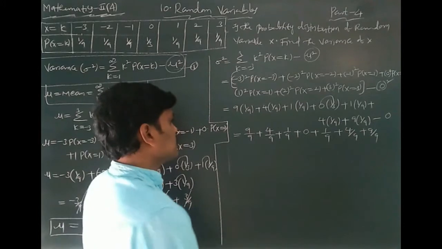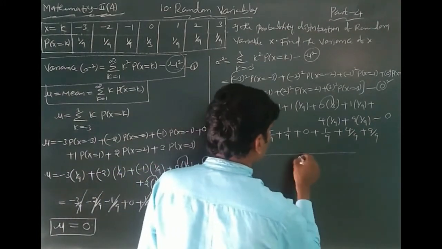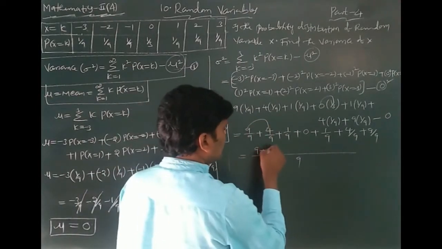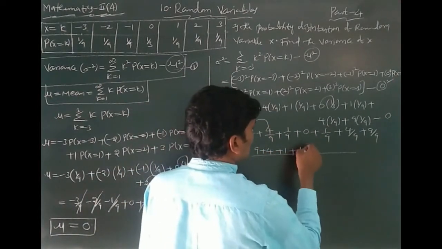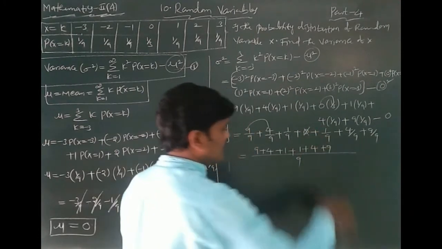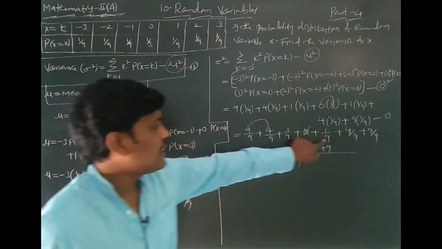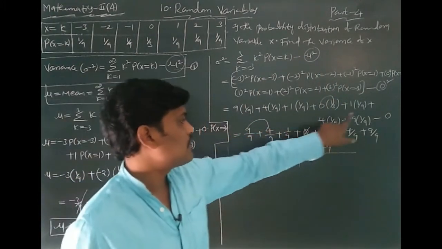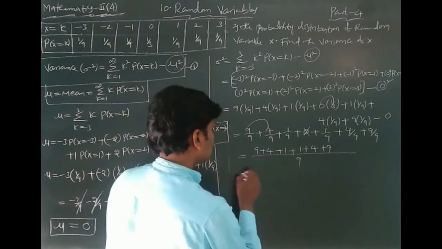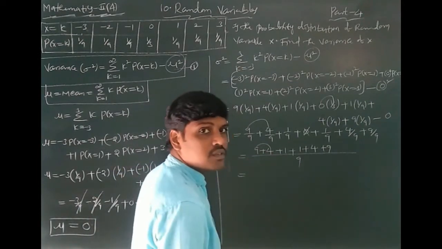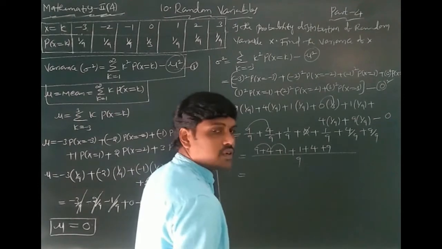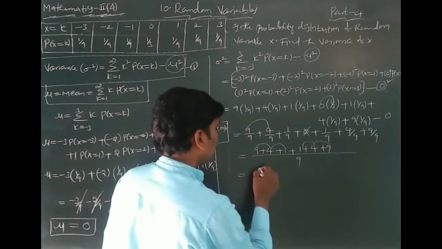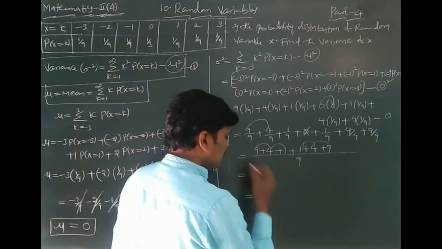Next, we have to take the LCM total. 9 is the LCM. 9 plus 4 plus 1 plus 1 plus 4 plus 9. This is also eliminated. You have to take the LCM 9. 9 plus 4 plus 1 plus 1 plus 4 plus 9. You can get this one: 9 plus 4, how much? 13. 13 plus 1, 14. Here also 9 plus 4, 13. 13 plus 1, 14. 14 plus 14, how much? 28 by 9. Simplify this one.